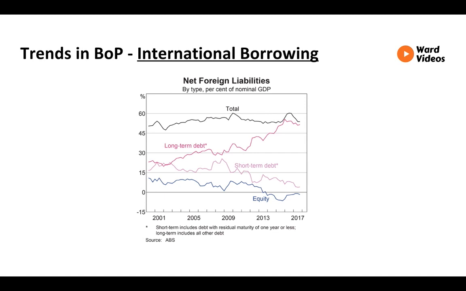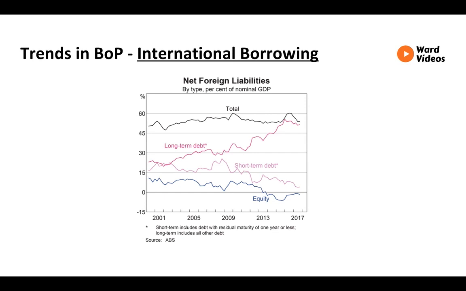The third trend has been international borrowing. To finance the CAD, we, i.e. Australia, need to borrow money. Now, as Australians are historically poor savers, we undertake international borrowing. There are two types of borrowing as shown in the RBA net foreign liabilities graph.